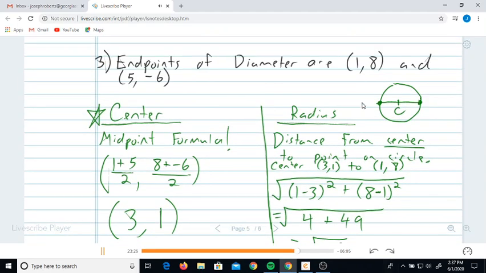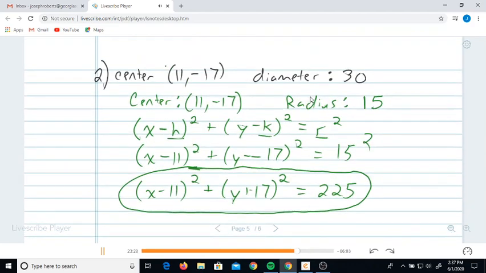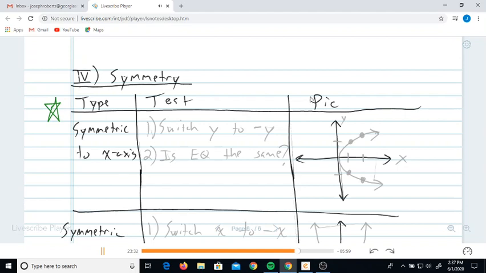So last topic in this section, let's talk about symmetry. We're going to be looking at 3 different types of symmetry.